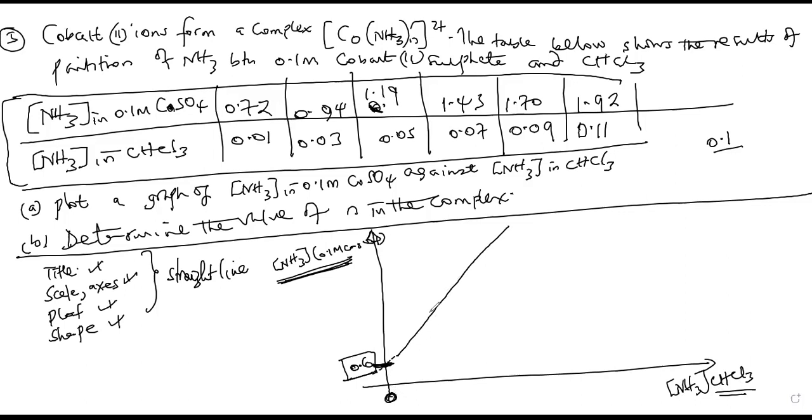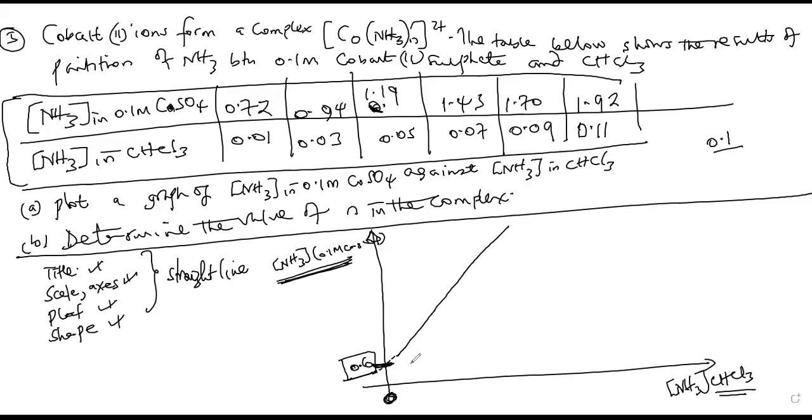The fact that we need the concentration of ammonia that complexes with the cobalt means that we need to read it on this axis. Therefore, the other axis must begin at 0. That means that all the ammonia present has complexed with the cobalt.